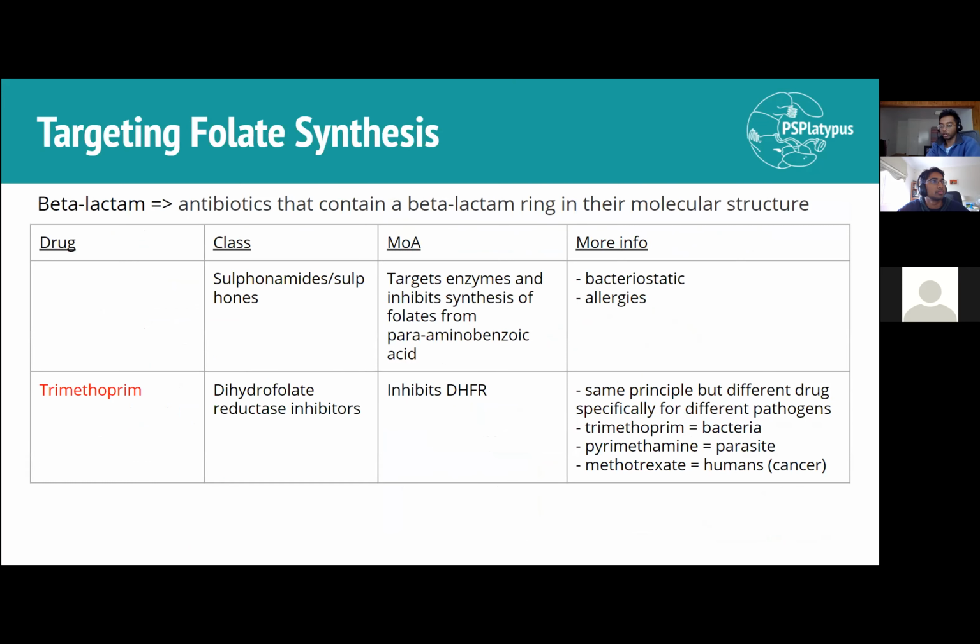But for now, folate synthesis. Going back to DHF reductase inhibitors, our example is trimethoprim. You can ignore the first sentence here, but our example is trimethoprim. The other one is sulfonamide. We don't need to know the example of the drug here. And here's just the mechanism of action and some more information if you need.